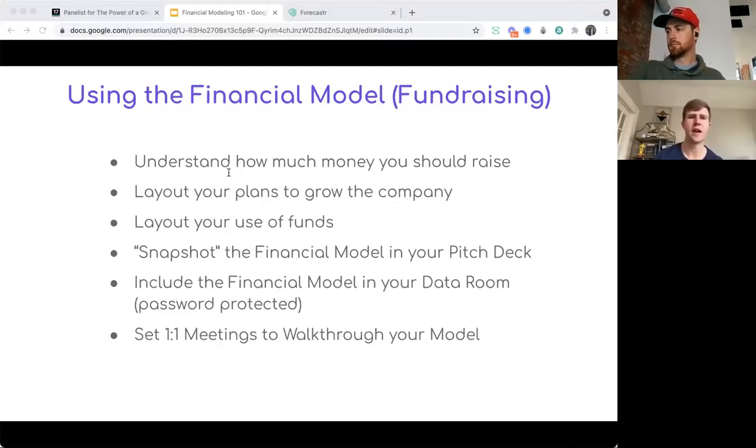Once you've got everything put together, you're going to want to use it to understand how much money you should raise. It's relatively simple once you get your model complete, because you can go in to see how negative your cash goes without a fundraise, and then you can throw in a margin of safety on top of that. We kind of did that in our example. We threw in $2 million. We saw how long that got us. So that gives you an idea of the minimum amount of money that you're going to want to raise and how long that money is going to get you.